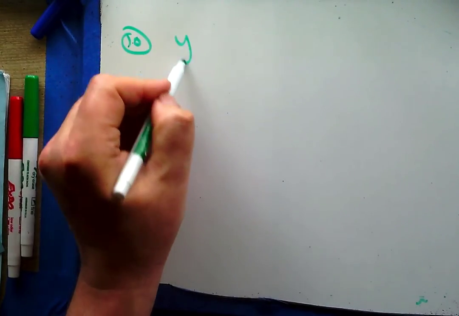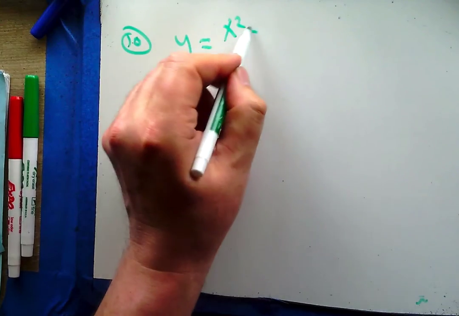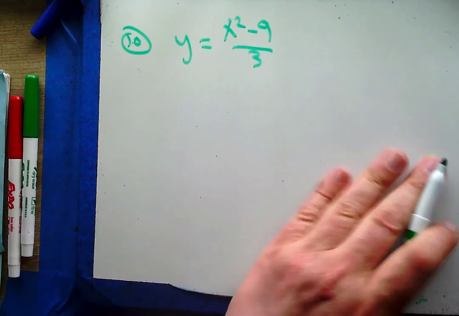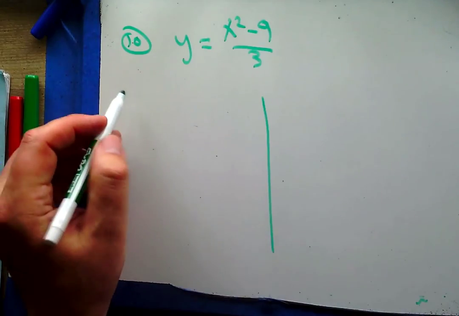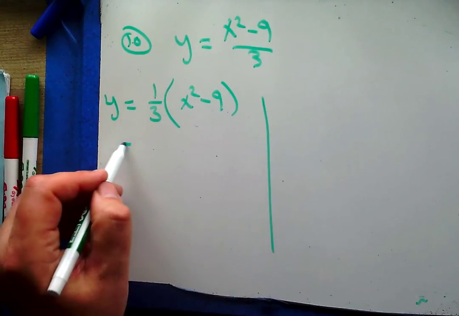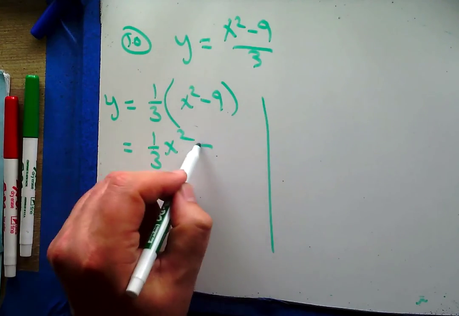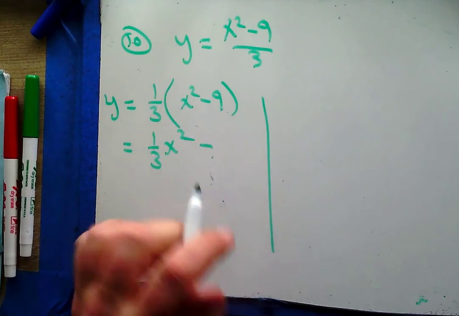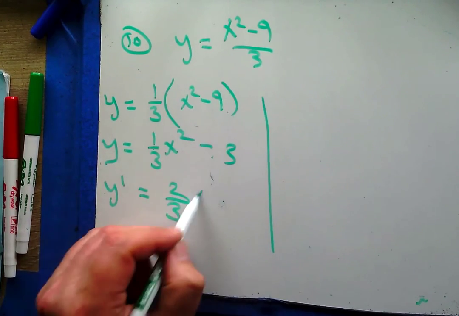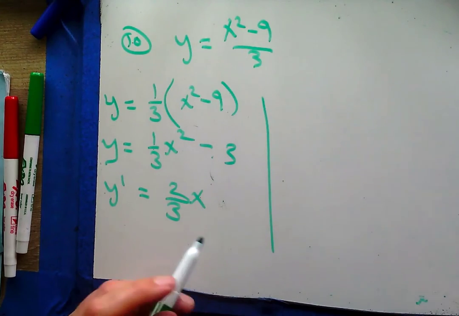And what about problem 10? If you haven't tried 10 already, why don't you stop the video and come back in a minute. 10: y equals x squared minus 9, over 3. Well, I don't want to use the quotient rule here. I could pull that 1/3 out and distribute that 1/3, so that's going to be x squared over 3 minus 3. So now if I want y prime, that's going to be 2/3 x. That's a pretty fast way of finding y prime.